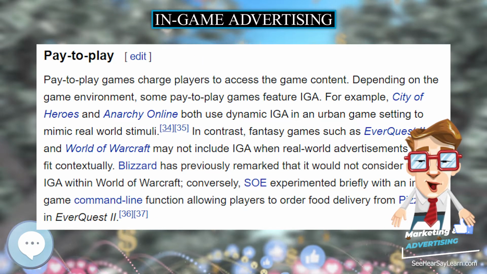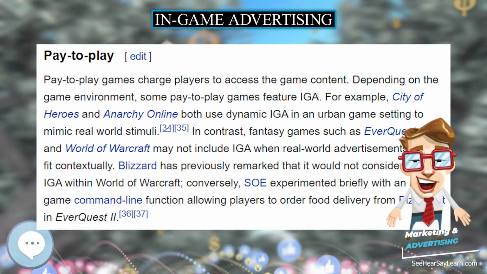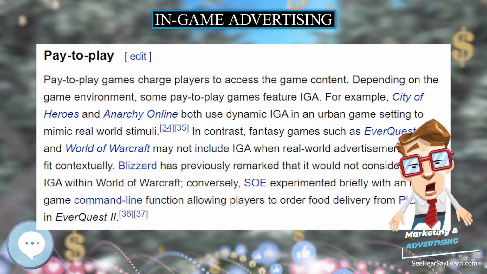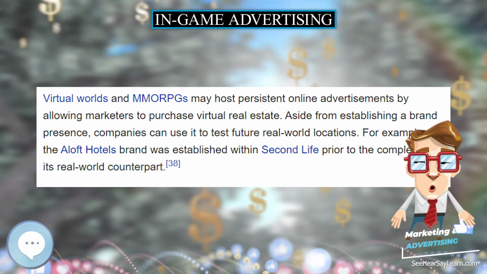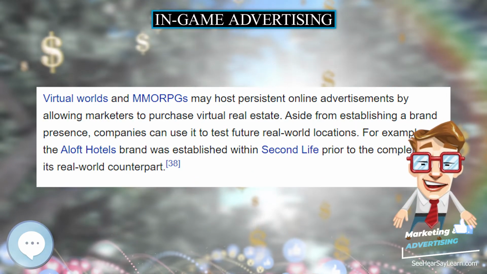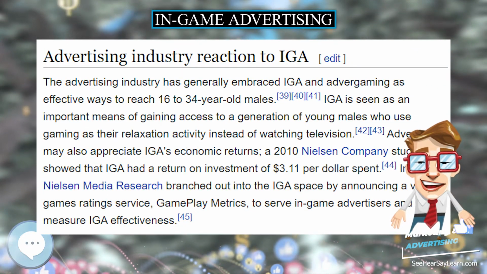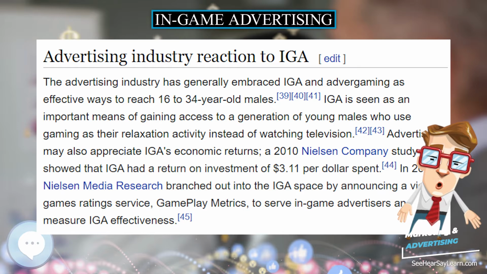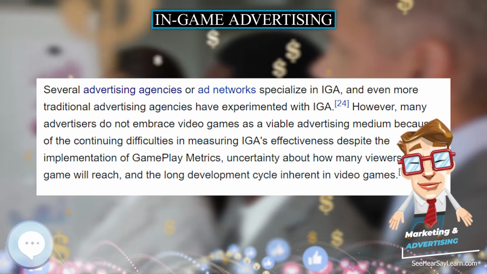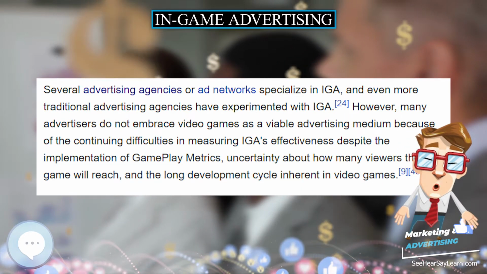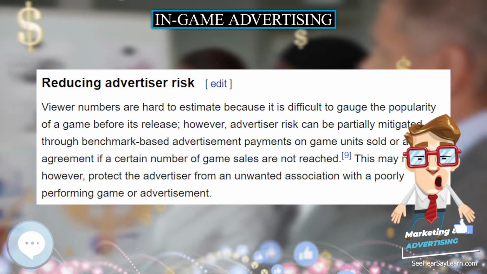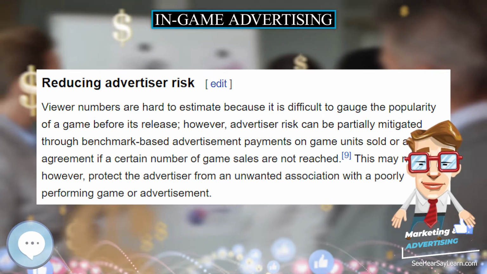Due to the custom programming required, dynamic advertising is usually presented in the background. Static advertisements can appear as either. One of the advantages of IGA over traditional advertisements is that consumers are less likely to multitask with other media while playing a game. However, some attention is still divided between the gameplay, controls, and the advertisement.